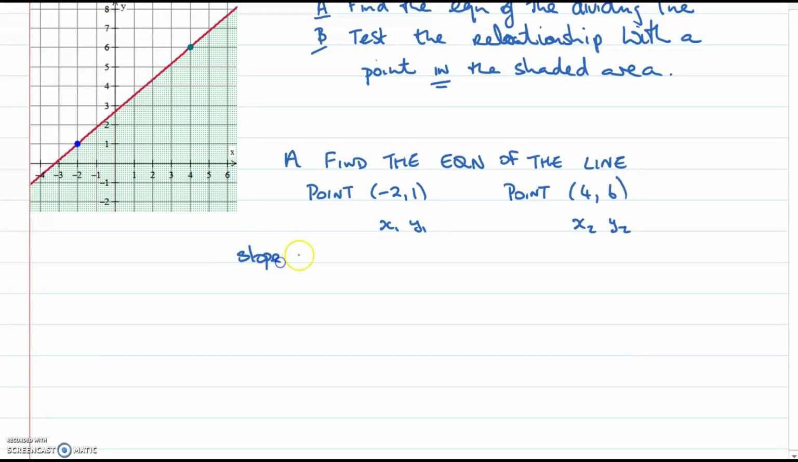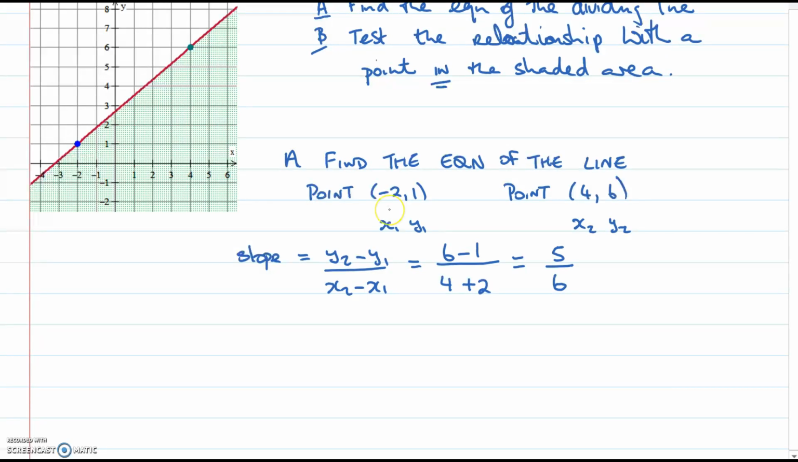The slope would be y2 minus y1 over x2 minus x1. y2 is 6 minus y1 is 1. x2 is 4 minus x1 is minus 2. So it's 4 minus minus 2, or 4 plus 2. And that's going to give you 5 over 6. Okay, so we've got a slope.